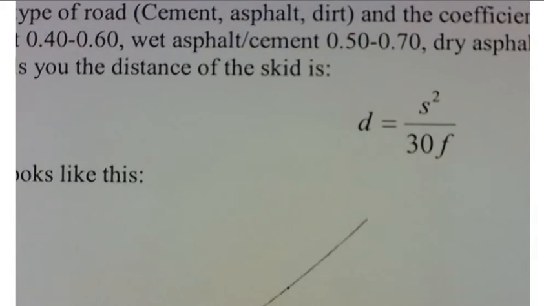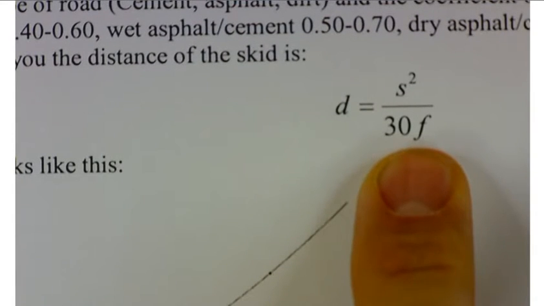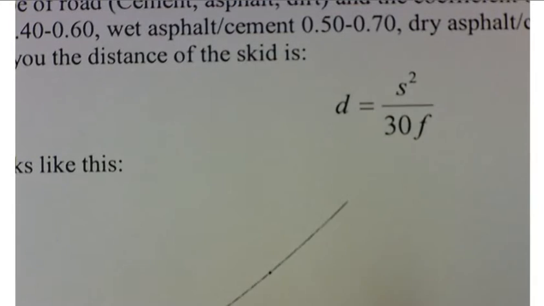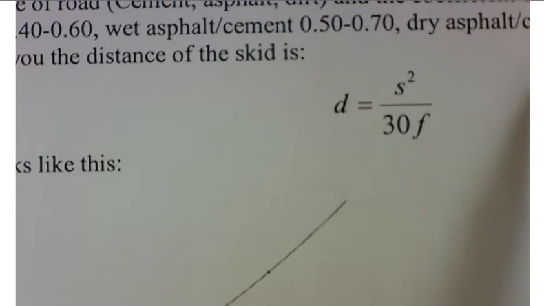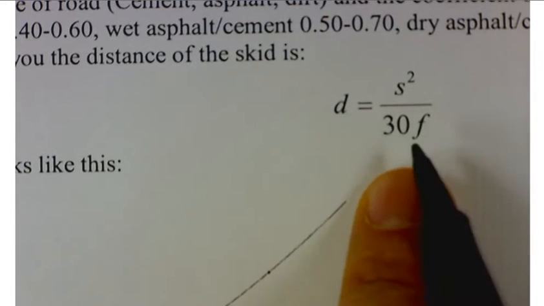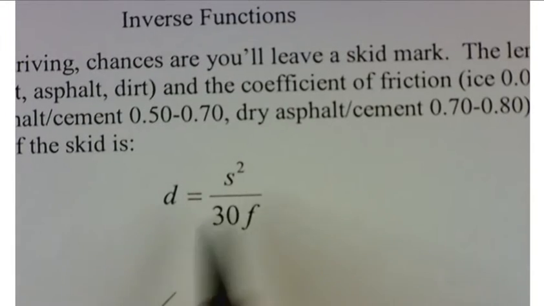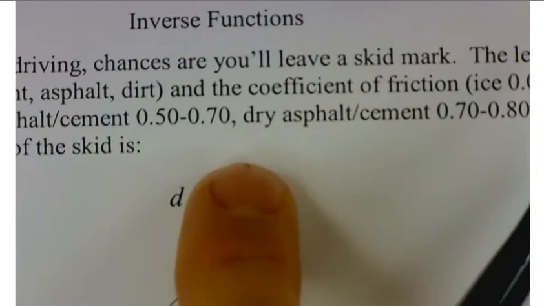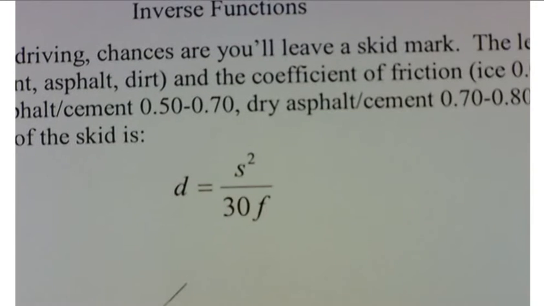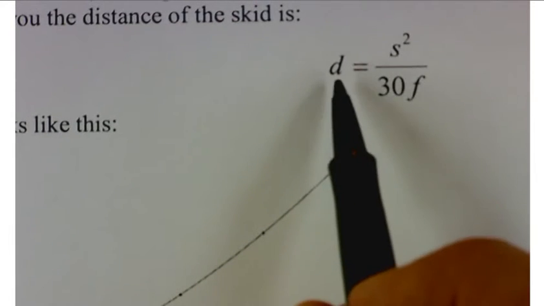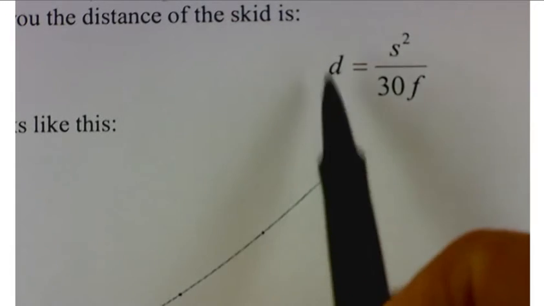How long your skid marks are depends on your speed and the conditions of the pavement. So if it's dry cement, asphalt, that's great. Then you're going to have a high coefficient of friction. If it's ice and snow, this is going to be a lot smaller, so your skid is going to go on quite a bit longer. So you get a nice relationship between the distance of your skid mark and the speed.